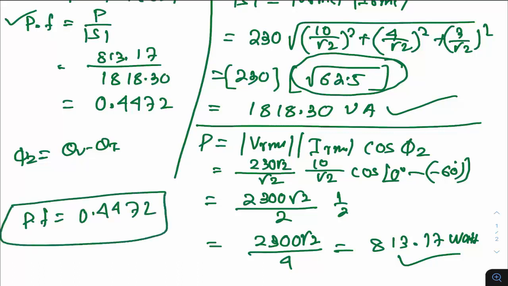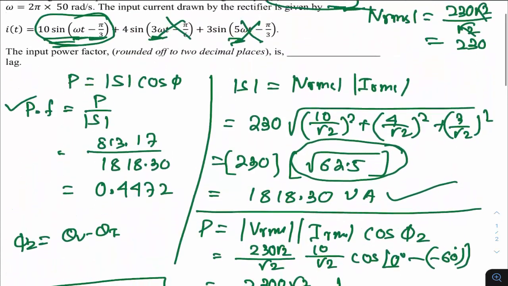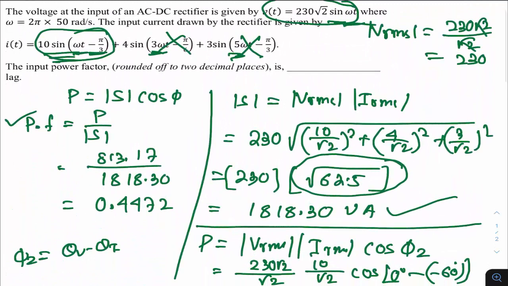So, this is again a standard repeated model question. It has been asked in the past, as I said. Again, the same thing they have repeated. Okay. So the answer is 0.4472.